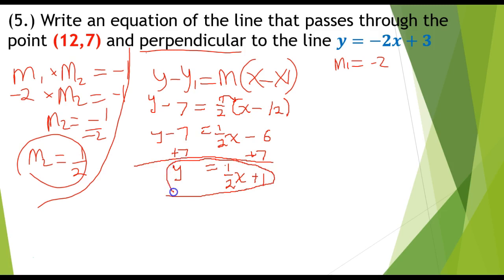So if we look at their slopes, the slope here is negative 2, the slope here is positive 1/2, so it's the opposite reciprocal of the other one. So this line and this line are perpendicular. If you graph them, they are going to intersect at 90 degrees.